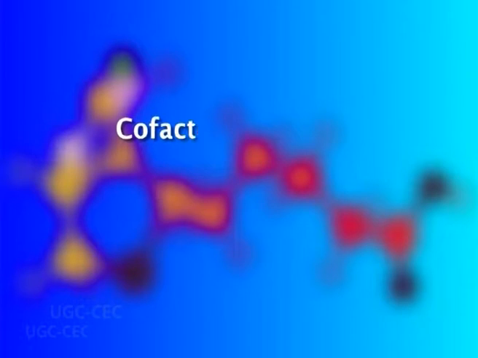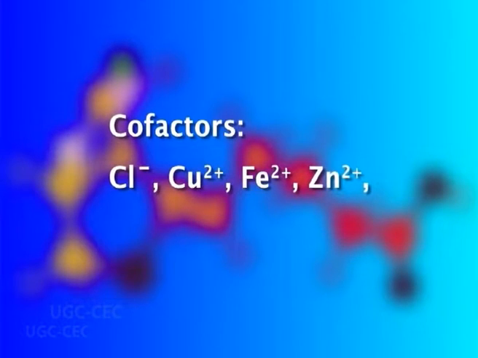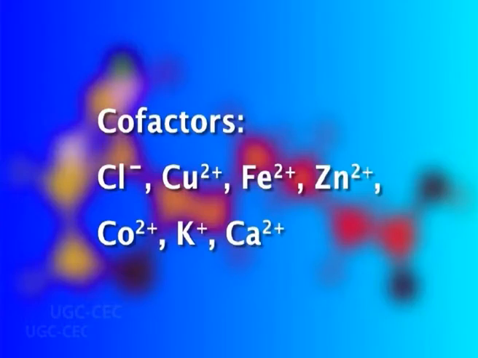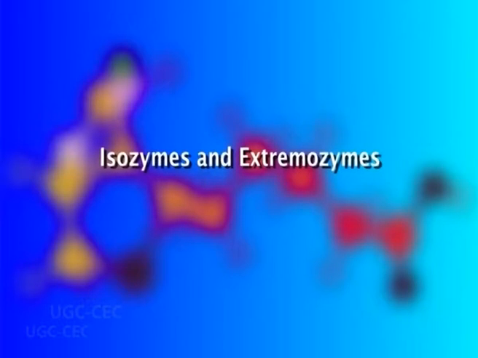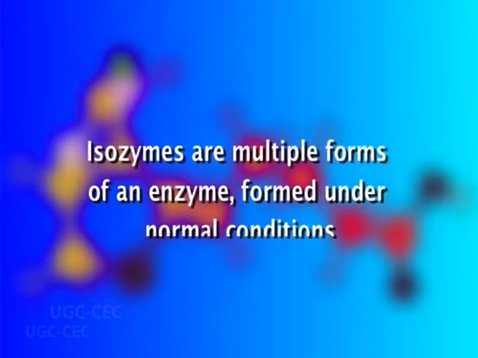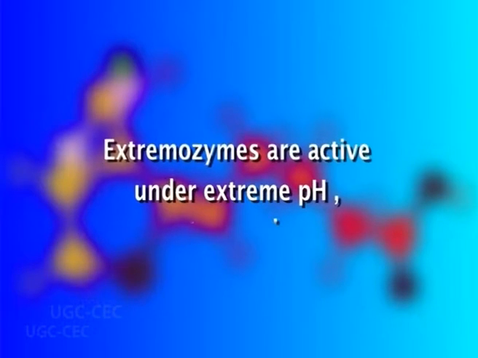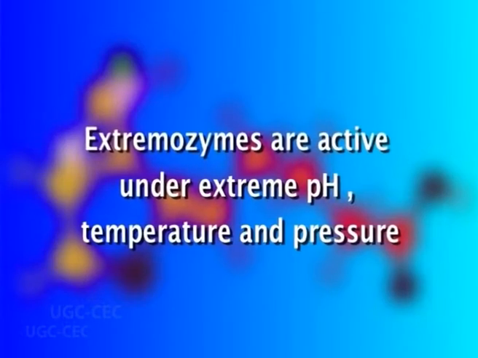Some examples of cofactors are chlorine, copper, iron, zinc, cobalt, potassium and calcium ions. There are also some special types of enzymes: isozymes and extremozymes. Isozymes are the multiple molecular forms of a single enzyme, which are normally formed under normal conditions. They can differ in various physical and chemical properties and their intracellular localization. Extremozymes are enzymes which are active under extreme conditions of pH, temperature and pressure. These are well adapted to tolerate such harsh conditions.